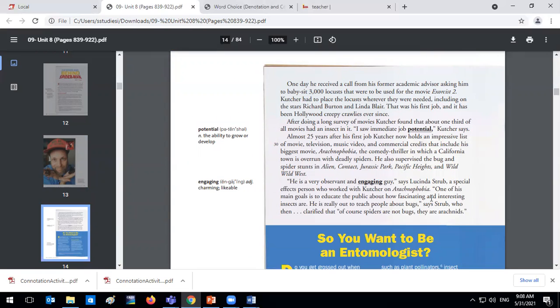He worked with the setting of the movie Arachnophobia. And he worked with movies such as Alien, Jurassic Park, Pacific Heights, and Wild Wild West. And what is his job? His job is to basically bring the bugs or the insects that are going to be used in the movie, and he is going to train them.